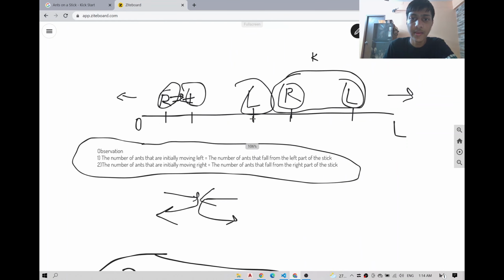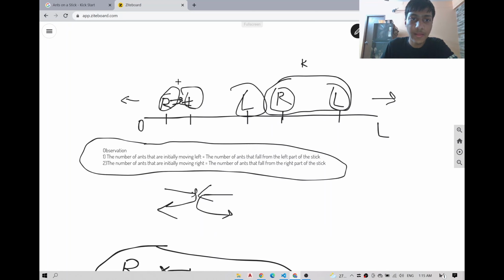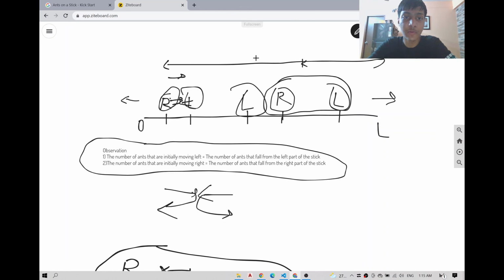Basically because in this case, we have already decided the sequence in which the right ants will fall off the right part and the sequence in which the left ants will fall off the left part of the stick. So we can find out the time as follows. For every ant that's initially moving right, we can take its total distance from the right end of the stick, and that will be the time in which that ant would fall from the right part of the stick, given that it doesn't collide with any ant, it just keeps moving straight along its path.